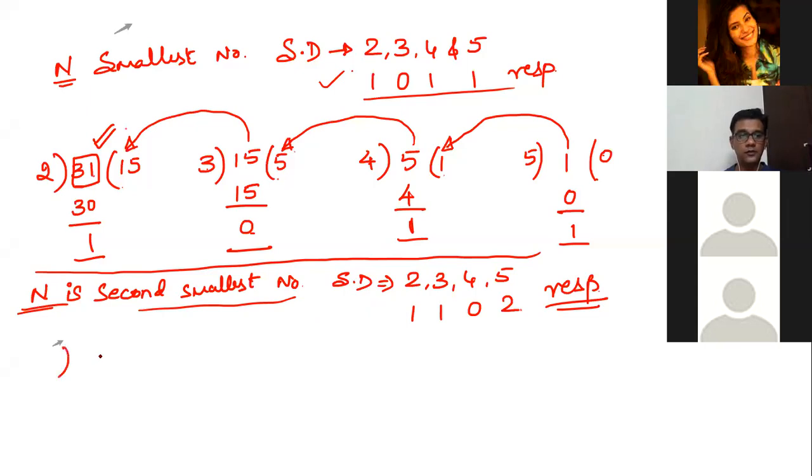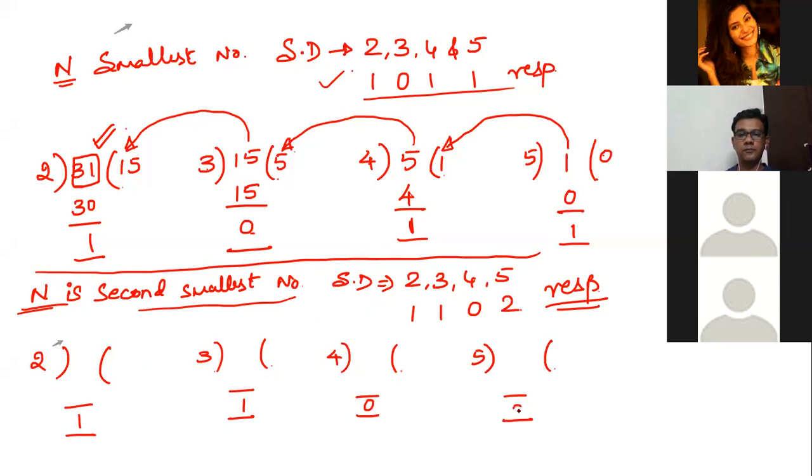So I will now divide this number by 2 and I should get a remainder of 1. Then I divide the number by 3. I should get a remainder of 1. Divide the number by 4. I should get a remainder of 0. Divide the number by 5 and I should get a remainder of 2.